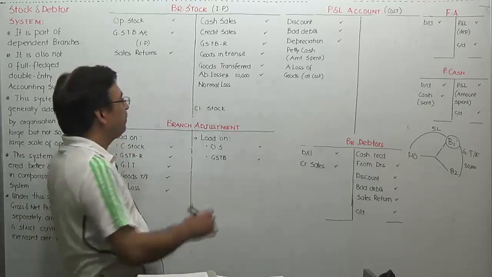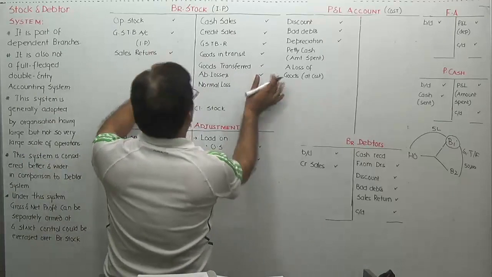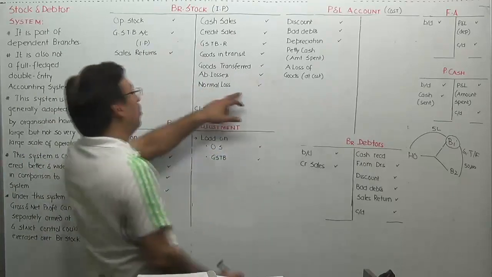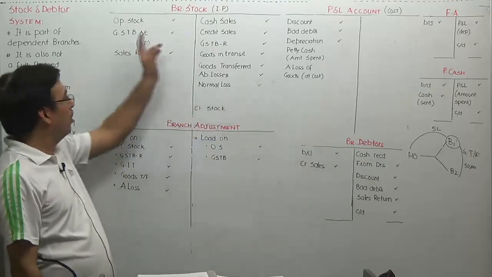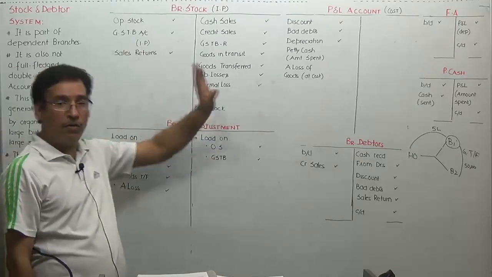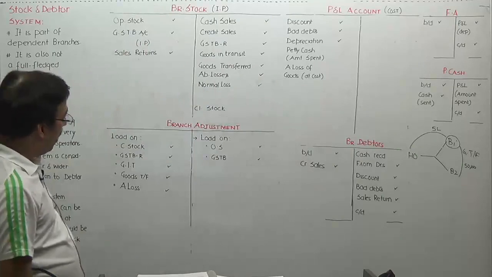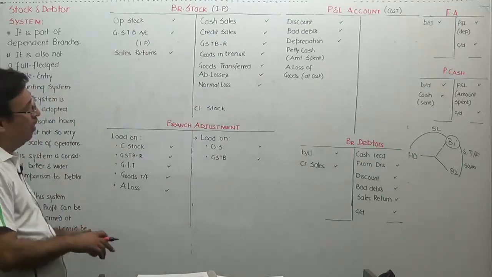Normal losses, you are going to write first of all on the credit side. The reason is simple: because the goods which you have sent got reduced. Now you have to be extra cautious.